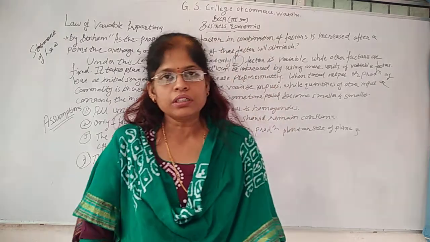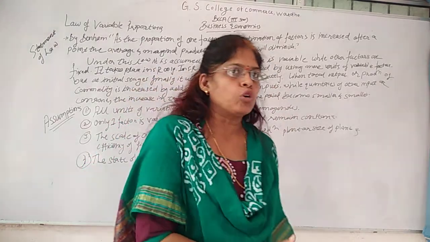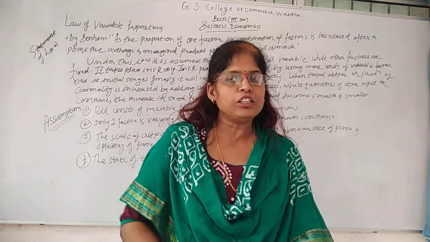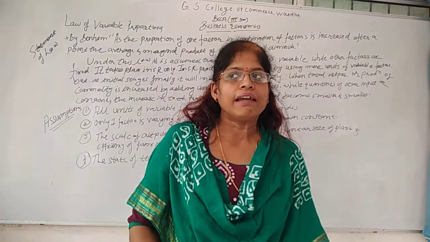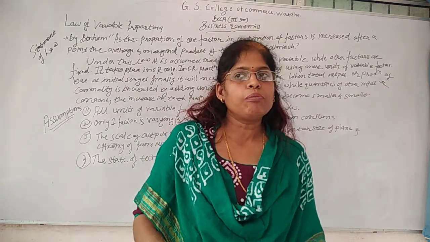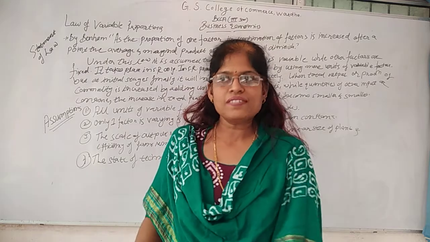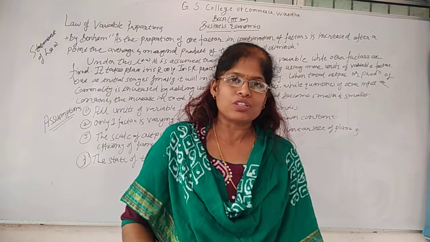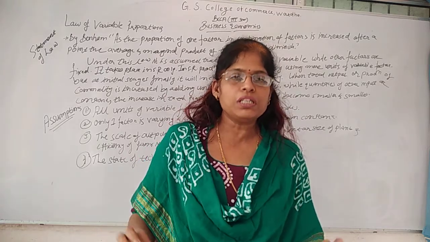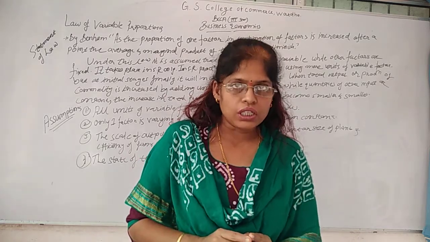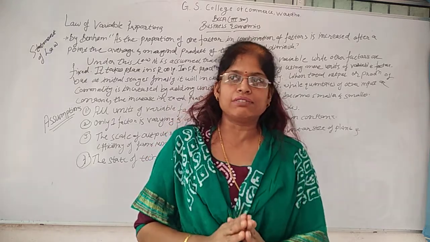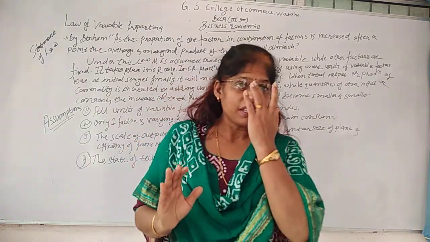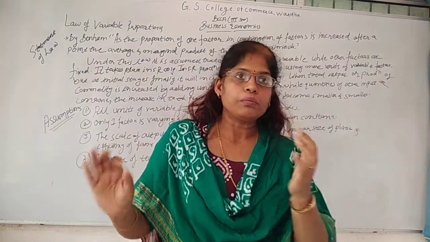So what is total product? Total product means the total output, the end result of the inputs used in the production process, and these inputs are land, labor, capital. With the help of these three inputs, the output is taken out. The total quantity of goods and services produced in that particular firm or industry is simply the total product.